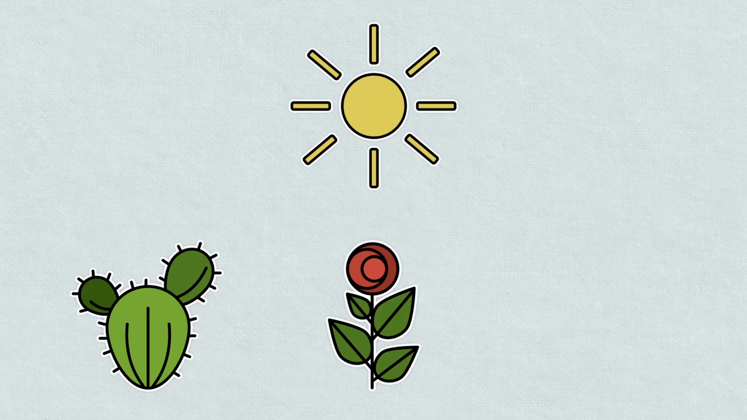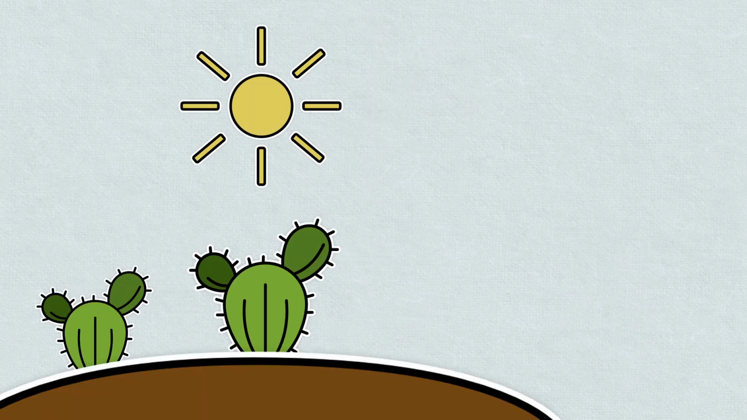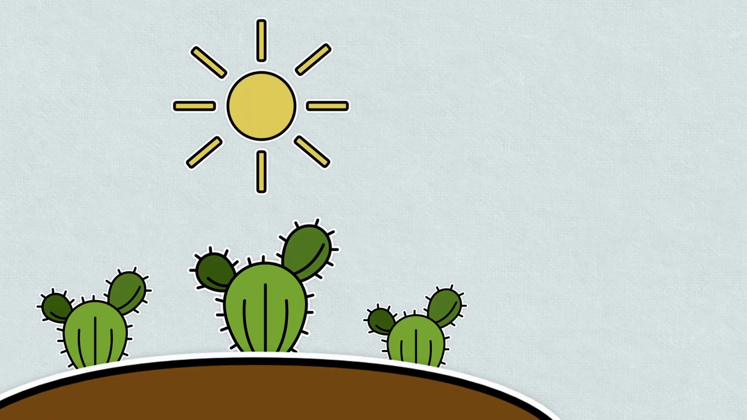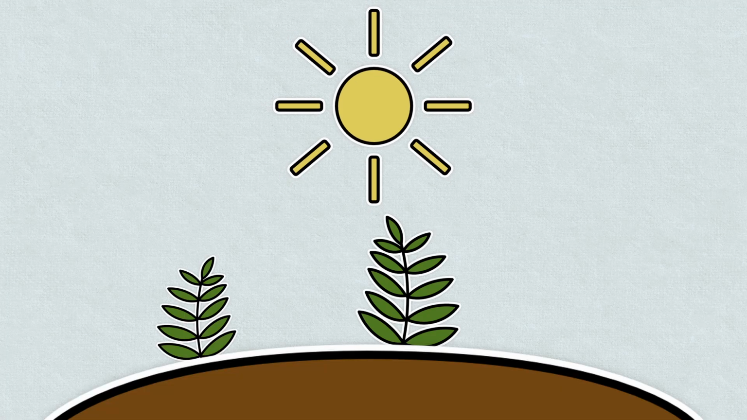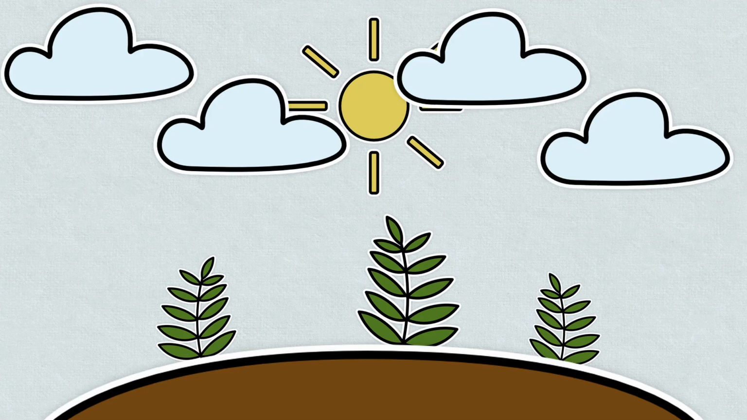Different types of plants need different amounts of sunlight to grow. Some plants, like succulents, can tolerate a lot of sunlight and can grow in hot, dry environments. Other plants, like ferns, prefer to grow in shady, humid areas with less sunlight.